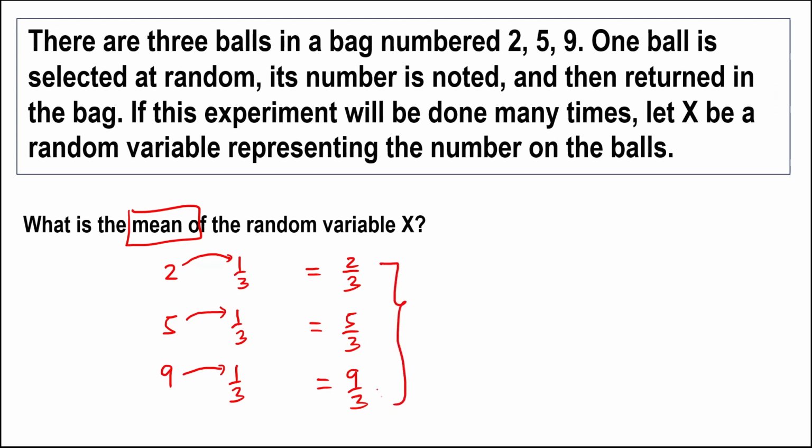Then you add to find the mean. So copy the denominator. Then add the numerators. So we have 2 plus 5, this one is 7. Plus 9, this one is 16. So the mean is 16 over 3.